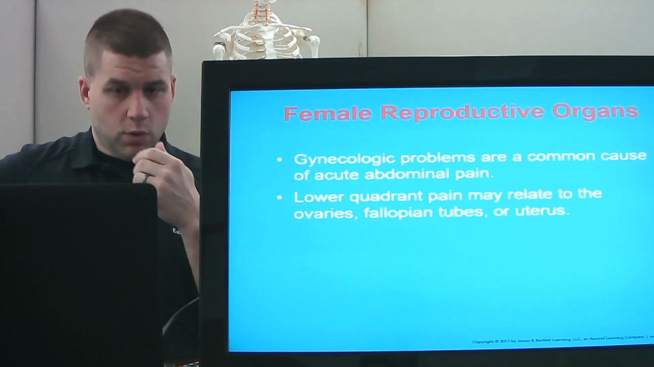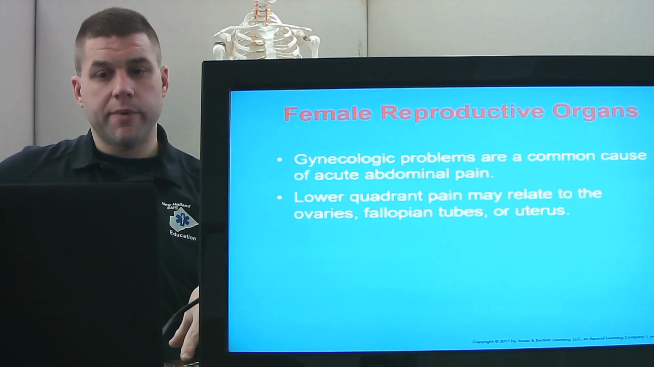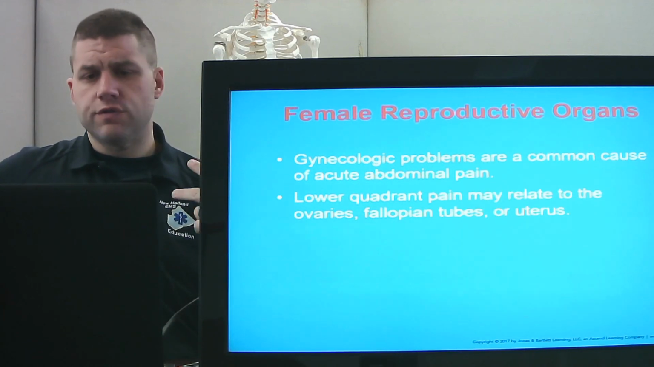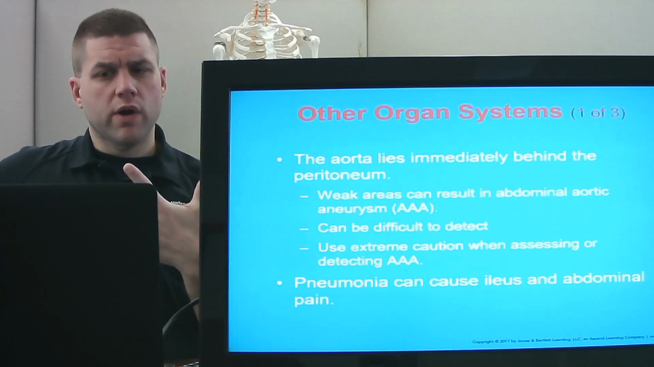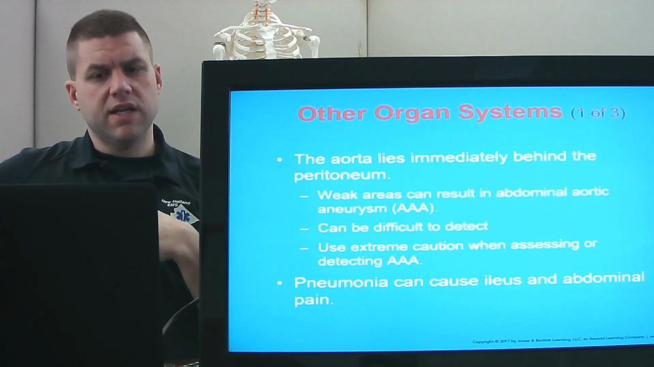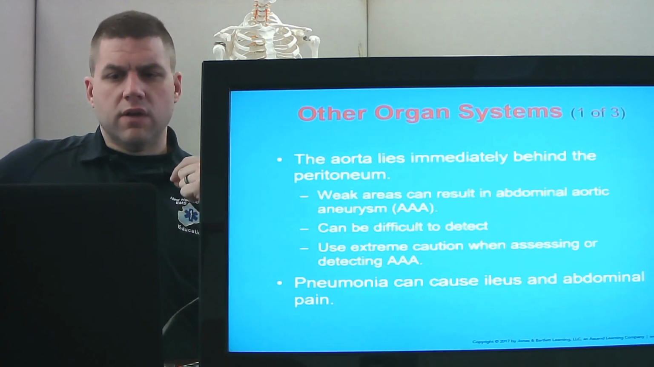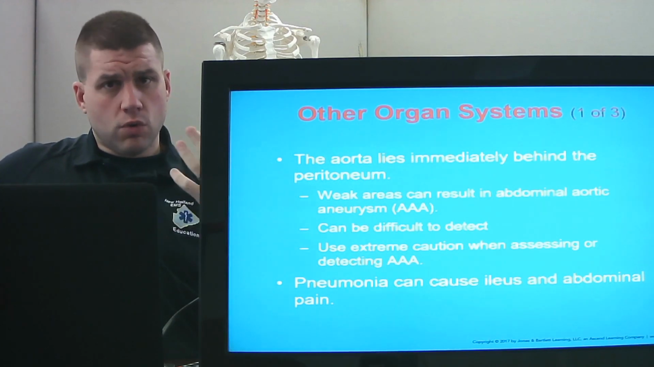Female reproductive organs, right? Gynecologic problems are a common cause of acute abdominal pain. Lower quadrant pain may relate to ovaries, fallopian tubes, and uterus. Some other organ systems, the aorta lies immediately behind the peritoneum. Weak areas can result in abdominal aortic aneurysms, or AAA.